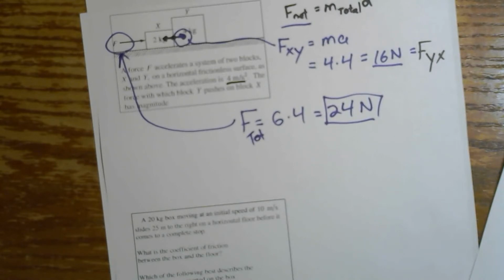Our next question is kind of a good old kinematics force combo kind of question. We've got a 20 kilogram box moving at an initial speed of 10 meters per second, sliding across the horizontal floor before coming to a stop. So what is the coefficient of friction between the box and the floor? All right, so let's do this. We need to find the acceleration. So I'm going to use some kinematics.